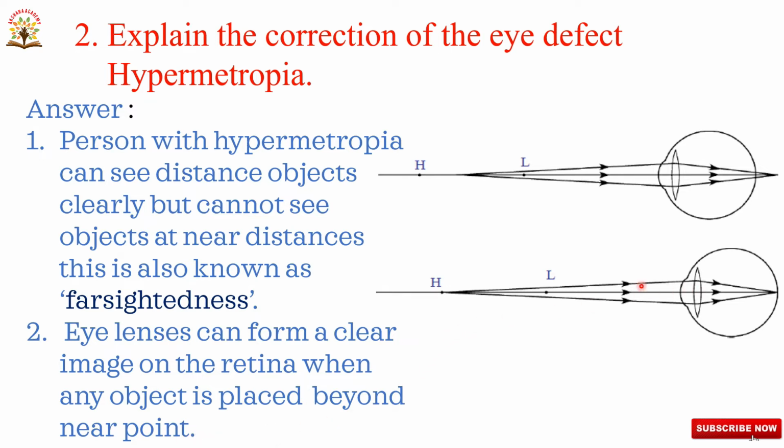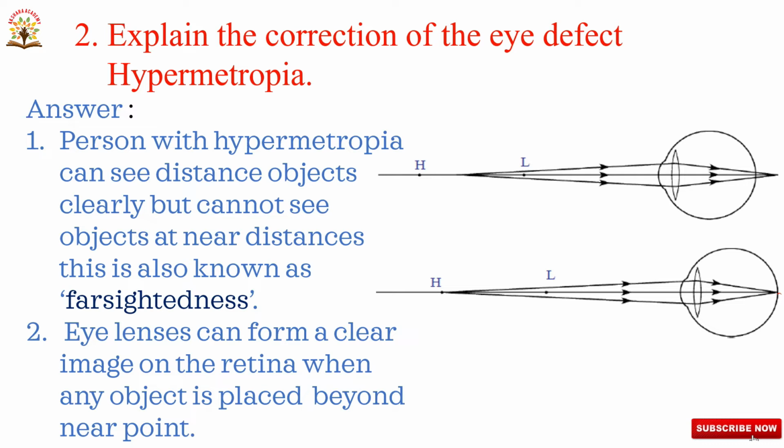See this second diagram. Here we are placing the object beyond the near point, so the image is formed on the retina. This is the retina. Here in the first picture, the image is formed beyond the retina. We cannot see the objects when the image is formed beyond the retina.